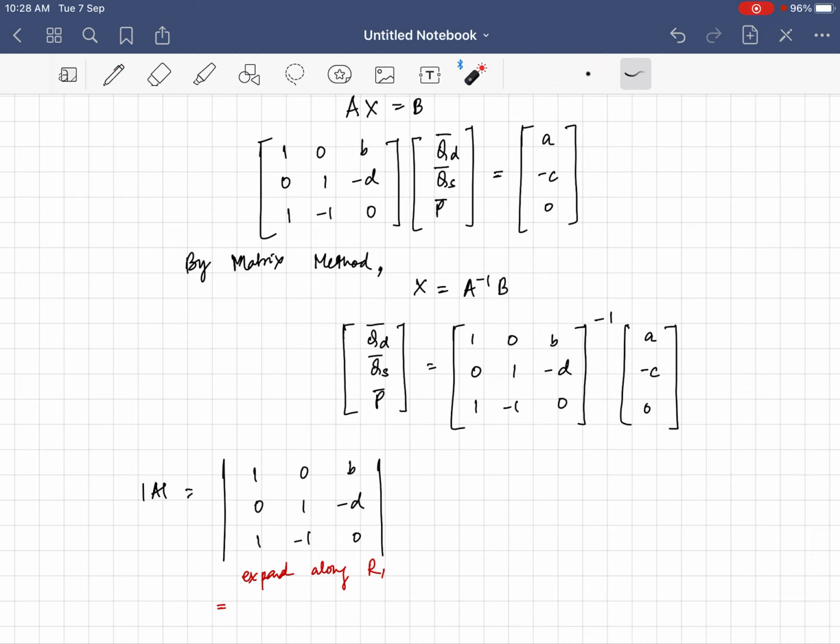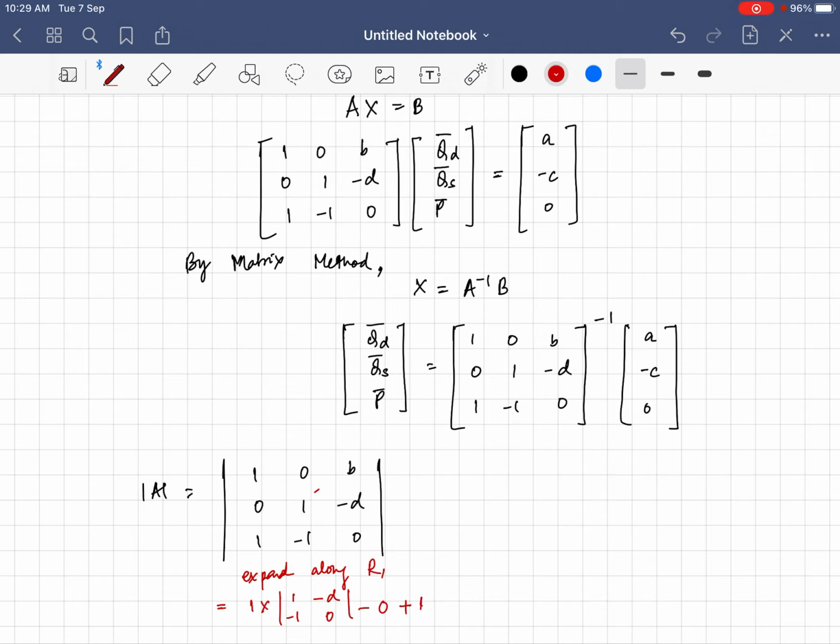If I expand along R1, the first element is 1. So 1 into, now you cut this row and column. What elements remain? 1 minus D, minus 1 0. This is my first term. Now the second element is already 0. The second element was minus, but if it is 0, we don't need to write anything anymore. Then the first sign was plus, the next was minus, so the next will be plus.